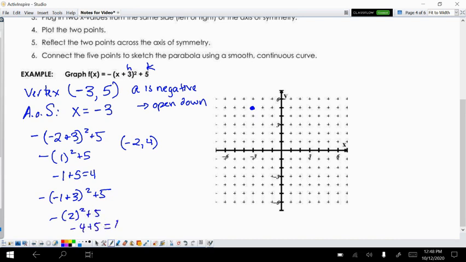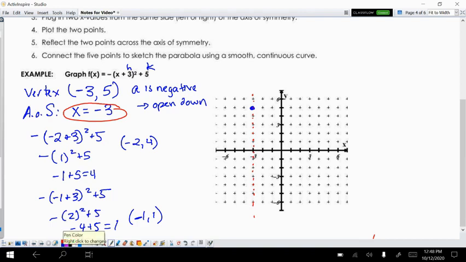And that gives us 1. So our other point is negative 1, 1. Now I'm going to plot the axis of symmetry in red. And that's that vertical line. It's not really part of our graph, but it does make a mirror image.